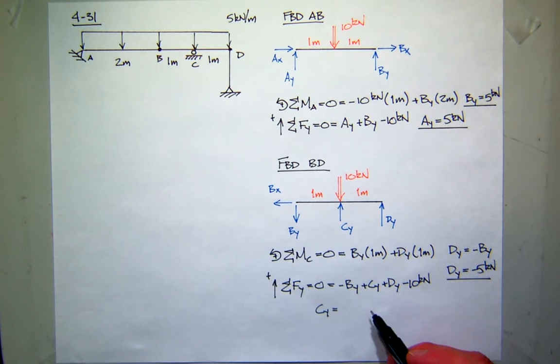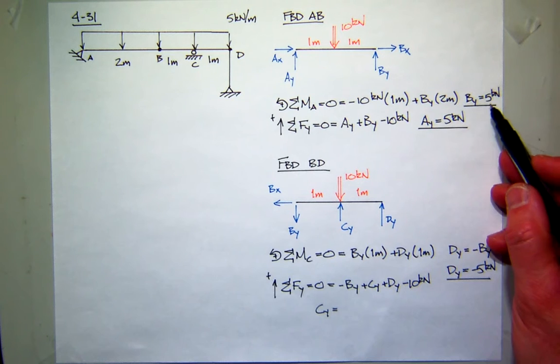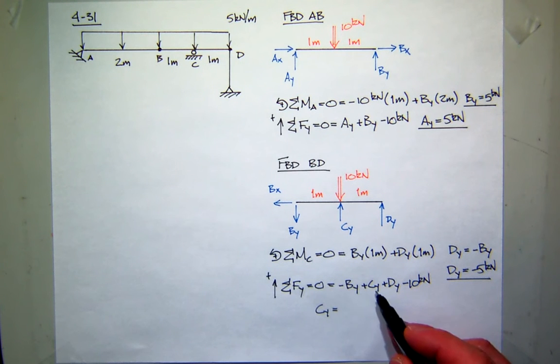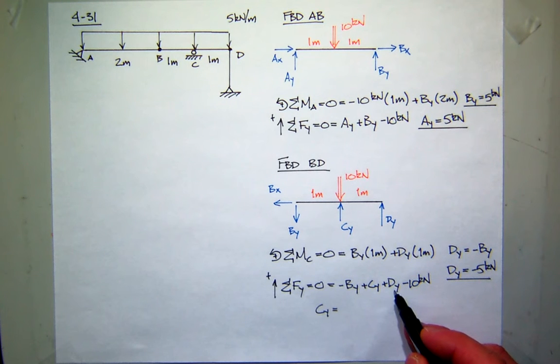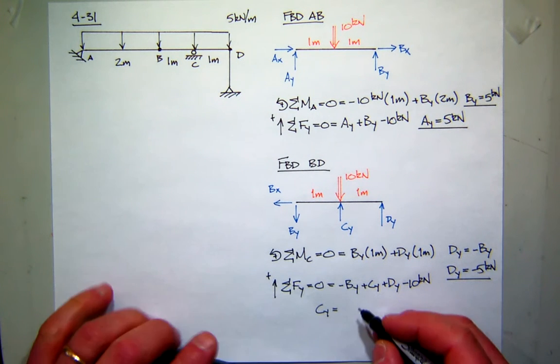All right. Why did I put a negative there? Oh, it is acting down. So that's 5, so that's minus 5. Dy is another minus 5, which is minus 10. Minus 10 is minus 20. So it looks like Cy is going to be 20.